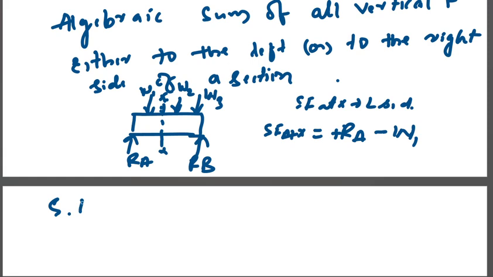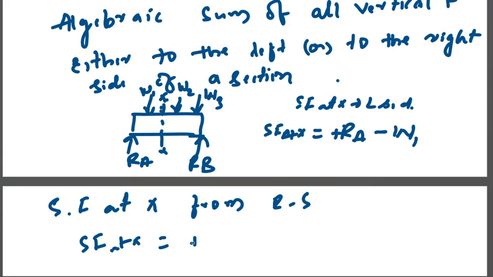Next, shear force at section XX from the right side. How will we calculate it? Shear force at section X is equal to plus RB minus W2 minus W3. So in two forms we can calculate the shear force, either from the left side or from the right side of a section. That is the theoretical definition of a shear force.